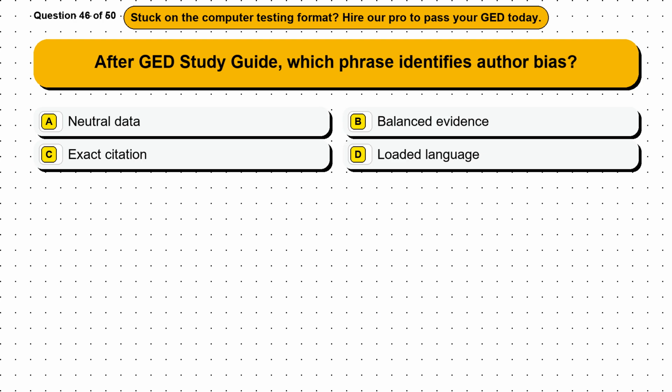Question 46. After GED Study Guide, which phrase identifies author bias? Option A, neutral data. Option B, balanced evidence. Option C, exact citation. Option D, loaded language.